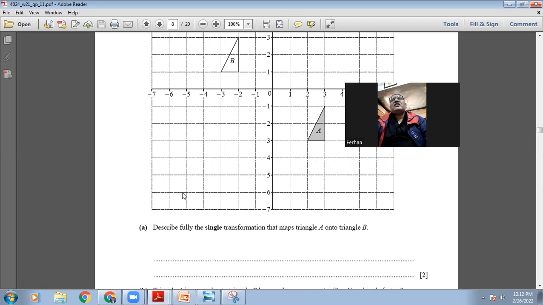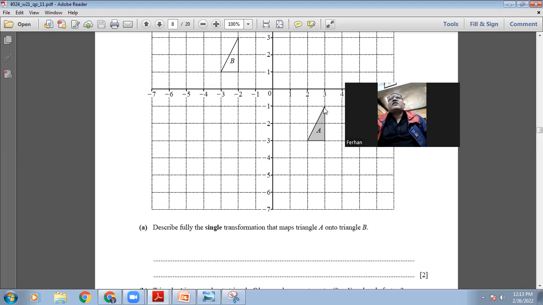So it means it's a translation. If you want to find the column vector which represents the translation, the method is very simple. Take, for example, A prime from the vertex of the image, and take the same point in the object, and subtract their coordinates. Subtract the coordinates of the object from the image, and you will get the translation matrix.